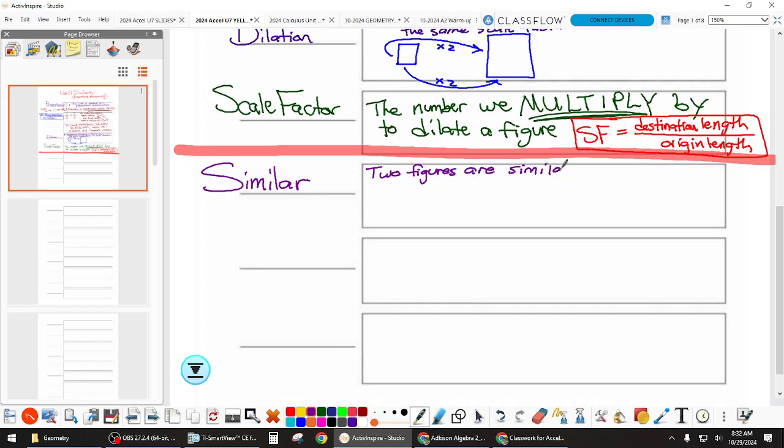So two figures are similar if... Notice we're saying figures. It doesn't specifically apply to triangles. We can have similar rectangles like we saw. We can have similar trapezoids or polygons. So a lot of what we'll prove and work with will be triangles, but it doesn't just apply to that. So maybe underline that and say not just triangles.